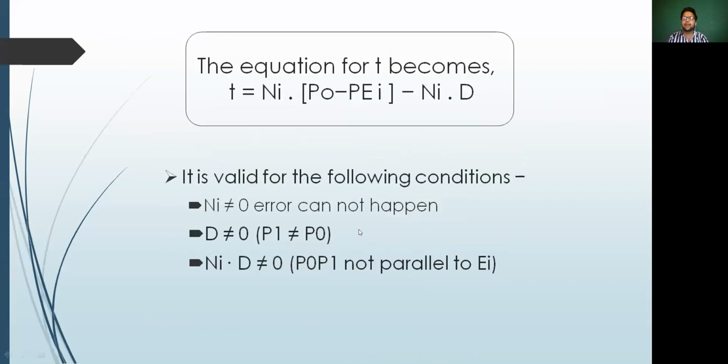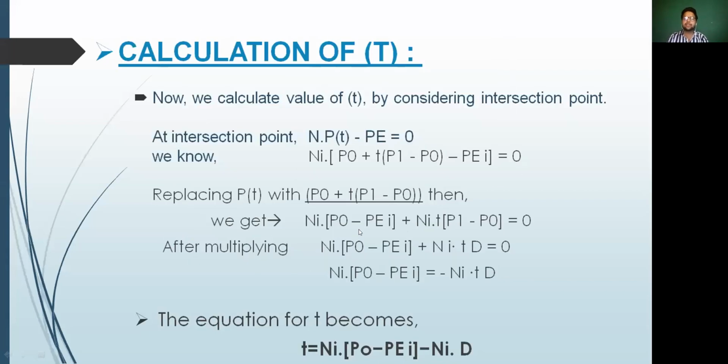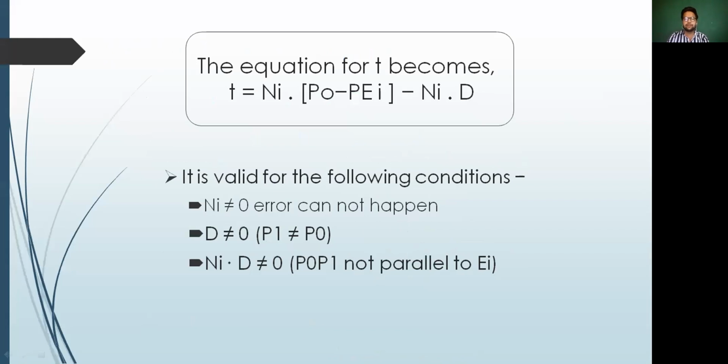After multiplying and evaluating all such calculations, the value of t becomes t equal to Ni dot (P0 minus Pei) divided by minus Ni dot D. It means that the parameter we require for the polygon clipping depends on this equation. The value of t depends on three conditions. The first condition is that Ni should not be equal to 0. It means that if it happens, an error cannot happen in any case.